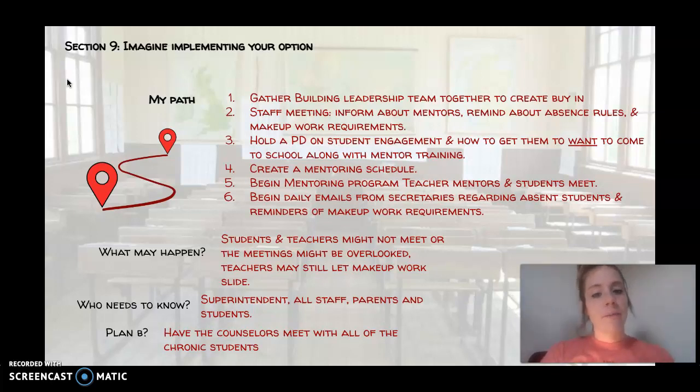Well, first I would gather my building leadership team together to create buy-in to the idea of mentoring. With the leadership team on board, I can then have them help me to generate a staff meeting to inform all the information about the mentors, about the absence rules, and about makeup work requirements for those students who are missing. So when I have my leadership team there, they can also show that they're on my side, and I can also get some teacher feedback on how we can make this work.